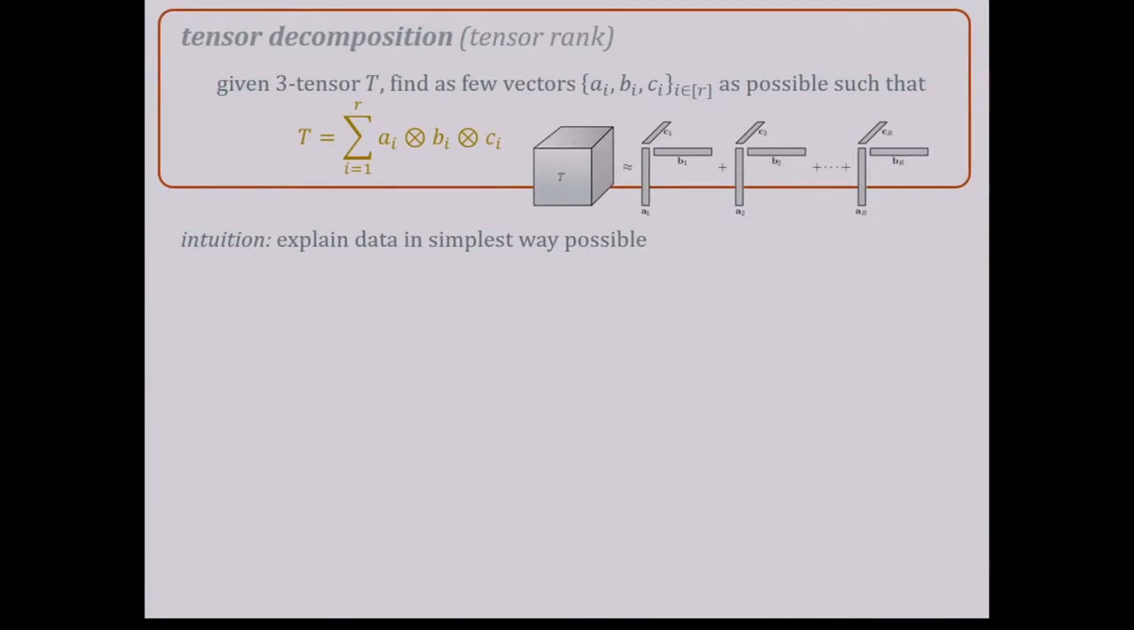Okay. So the problem I want to focus on is tensor decomposition, which is arguably one of the most fundamental problems about tensors. Suppose you have a 3-tensor. What you want to do is explain this 3-tensor in the simplest way possible, with as few vectors of the underlying space as possible, and the kind of explanation that we look for is these kinds of multilinear explanations. In particular, we want to find as few vectors a_i, b_i, c_i as possible, such that the tensor T is a sum of the rank 1 tensors corresponding to a_i, b_i, and c_i.